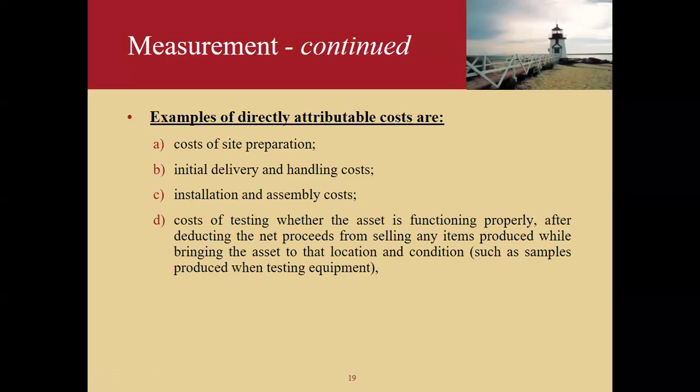So we're looking at measurements, directly attributable costs: costs of site preparation, initial delivery and handling costs, installation and assembly costs, and costs of testing whether the asset is functioning properly, after deducting the net proceeds from selling any items produced while bringing the asset to that location and condition, such as samples produced when testing equipment.